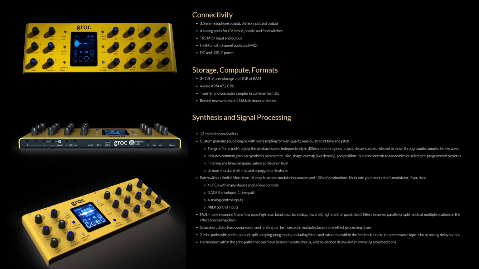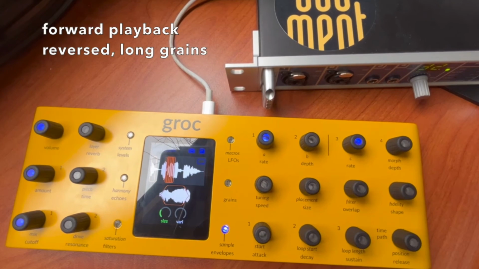So it's 12 plus voices, a custom granular sound engine with oversampling, so you can manipulate the time and pitch. The Groc's time path allows you to adjust the playback speeds independently for each note region, so you can adjust the attack, decay, sustain, release, and you can move through the audio samples in some interesting ways.